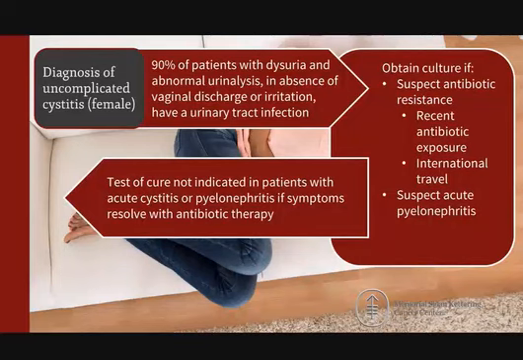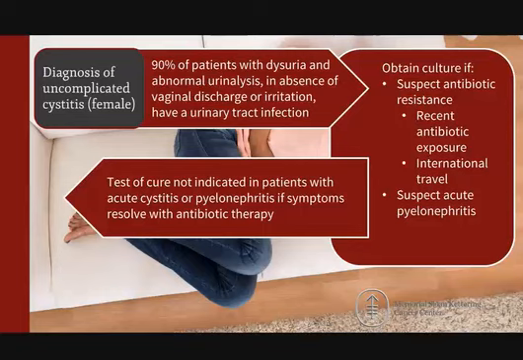If there are, however, reasons to suspect infection with an antibiotic-resistant uropathogen, such as recent antibiotic exposure, most commonly considered exposure in the preceding 3 months, or international travel that may have exposed the patient to drug-resistant organisms like ESBL-producing Enterobacteriaceae, obtaining a urine culture should be considered. Urine cultures should also be obtained in patients with suspected acute pyelonephritis.